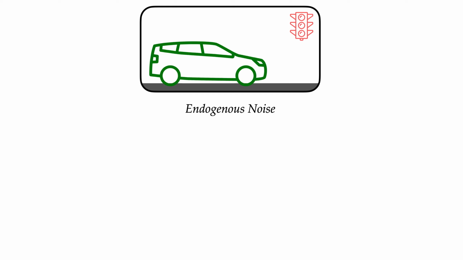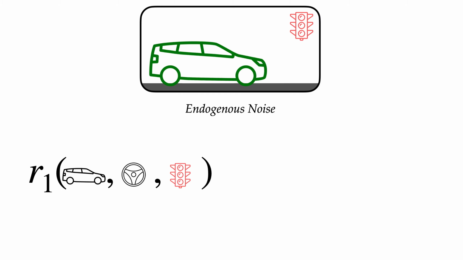The story under endogenous noise is a bit more nuanced. Let's return to our traffic light example and consider two different reward functions that we could use to compare a learner and expert performance. The first is going to have 3 inputs: the state of the car, the steering action, and the state of the traffic light. The second is just going to get the state of the car and the steering angle as input.